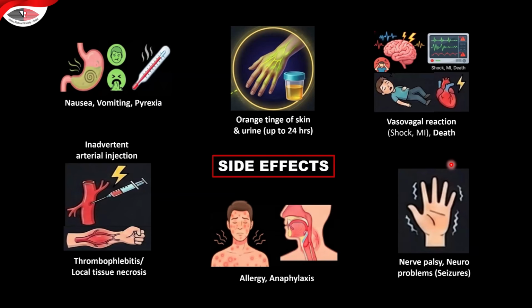What could one expect with fluorescein in terms of side effects? Most common are nausea, vomiting, and pyrexia, which we prepare the patients for. Inadvertent arterial injection at times causes a localized thrombophlebitis or local tissue necrosis. There is an orange, greenish color tinge of the skin and urine for up to 24 hours, which you must always tell the patient because they get alarmed otherwise when they go back home.